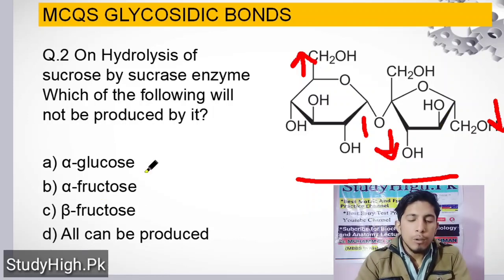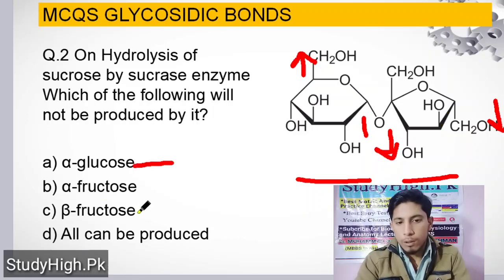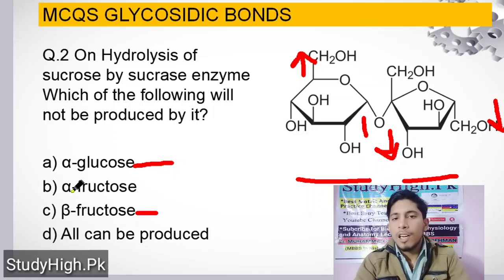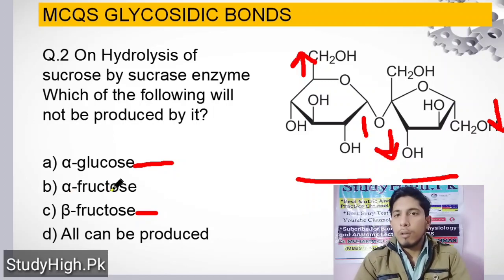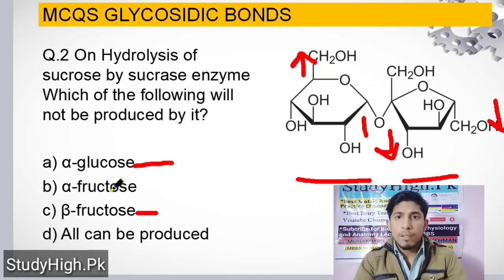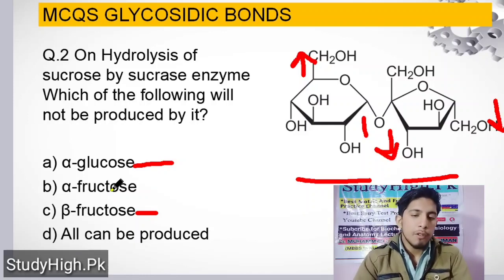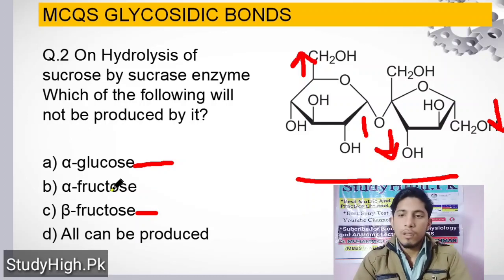So these are the two components that form sucrose. And alpha fructose will not be produced as a result of hydrolysis of sucrose by the sucrase enzyme, which is a normal process occurring in our human intestine. So this is the basic concept which will help you in solving different types of MCQs.